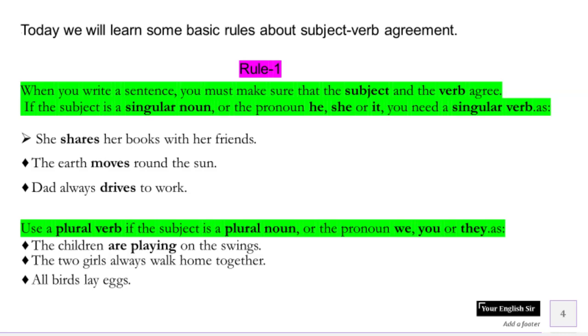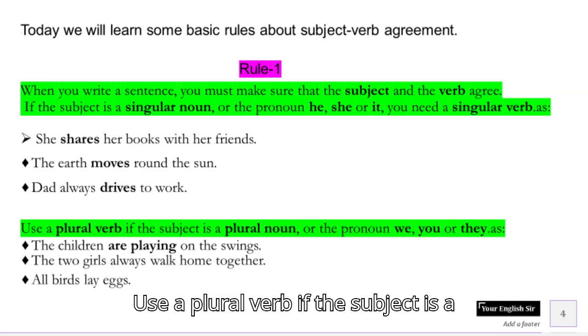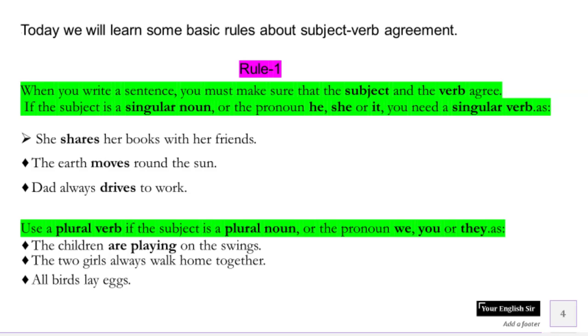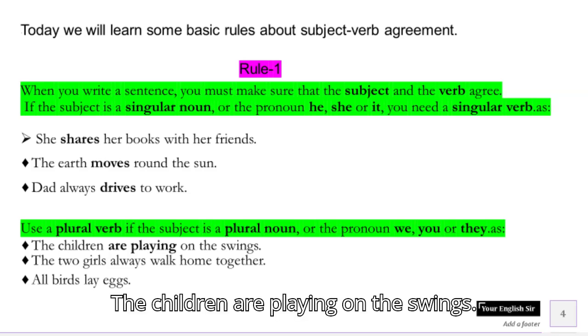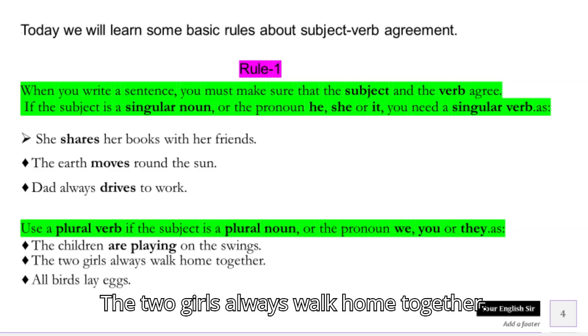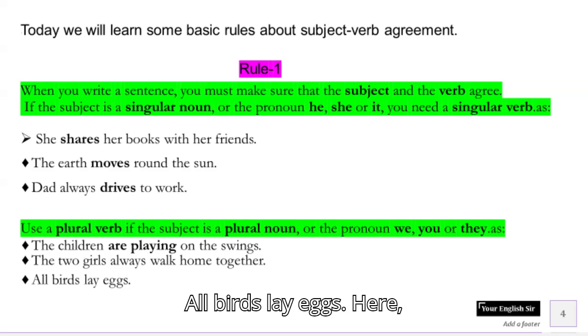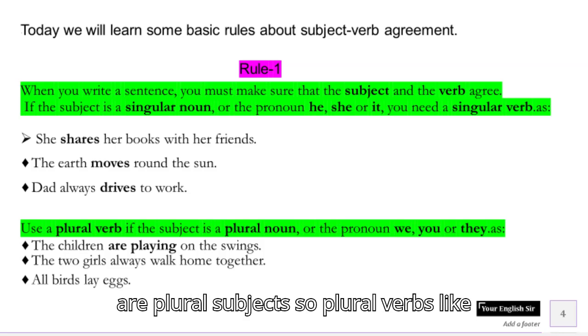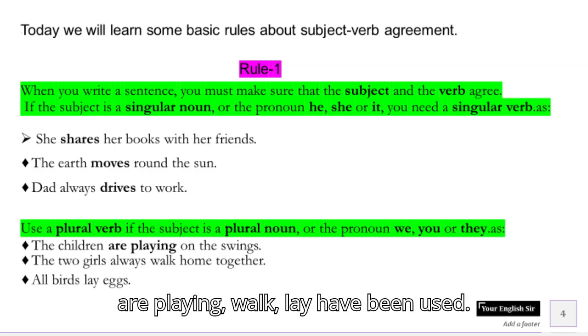used. Use a plural verb if the subject is a plural noun, or the pronoun we, you or they. As: the children are playing on the swings. The two girls always walk home together. All birds lay eggs. Here, the children, the two girls, all birds are plural subjects, so plural verbs like are playing, walk, lay have been used.